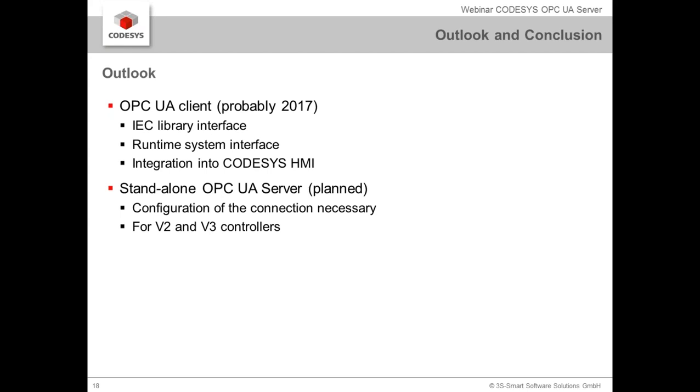One more thing we have on our roadmap is a standalone OPC UA server, which needs, of course, a connection configuration, which will be available for version 2 and version 3 controllers. So this will also open the possibility to connect version 2 controllers to OPC UA. At the moment, your only possibility is to use a soft PLC, for example running on a PC, which collects the data and has the OPC UA server implemented. This is quite a good workaround, but perhaps a much more expensive and performance-consuming solution.